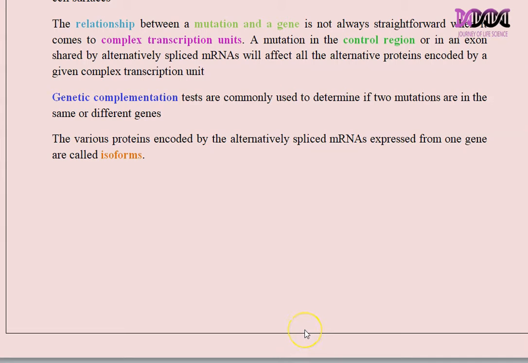So for example, we have discussed that there are three types of alternative mRNA processing that occur. Each will produce a different type of polypeptide chain, but these are all formed from the single primary transcript. That's why we call them isoforms.